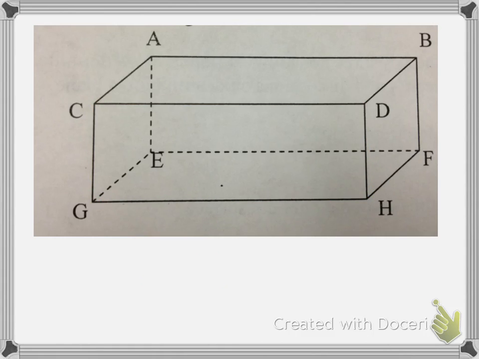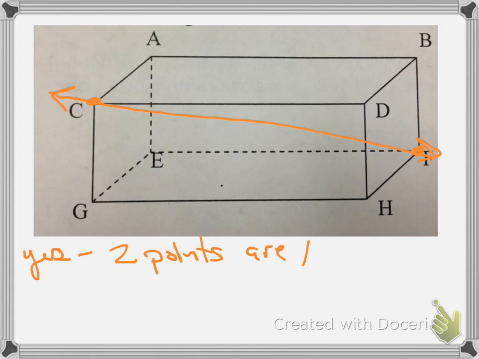All right. Number 15. Are points C and F collinear? So we've got C over here, and we've got F over there. Now they're not on the line as far as the drawing is concerned, but they are collinear because any two points are always collinear because it takes two points to make a line. Okay?